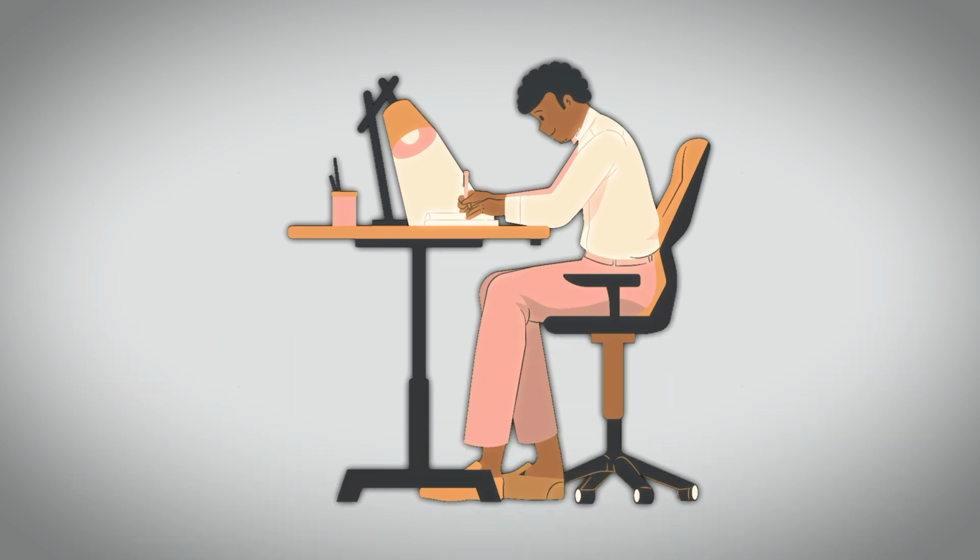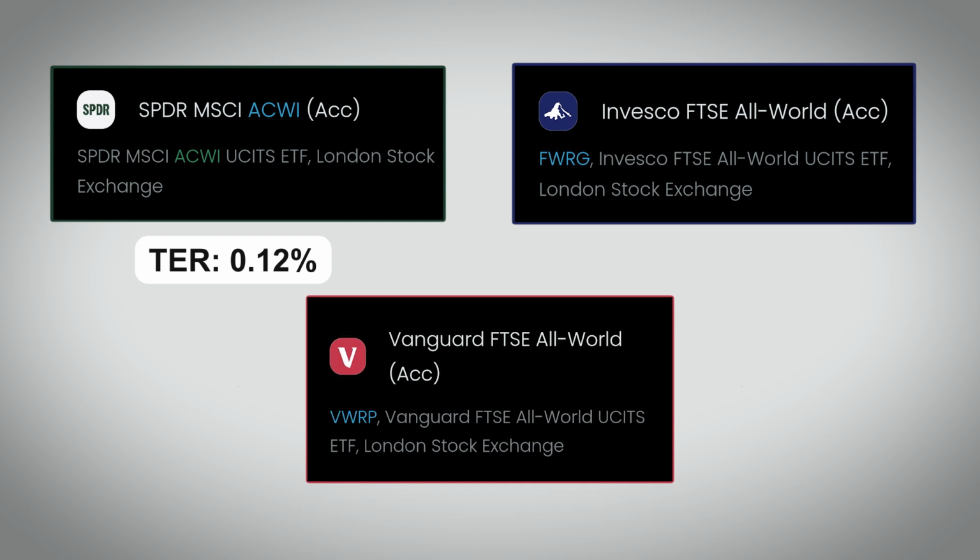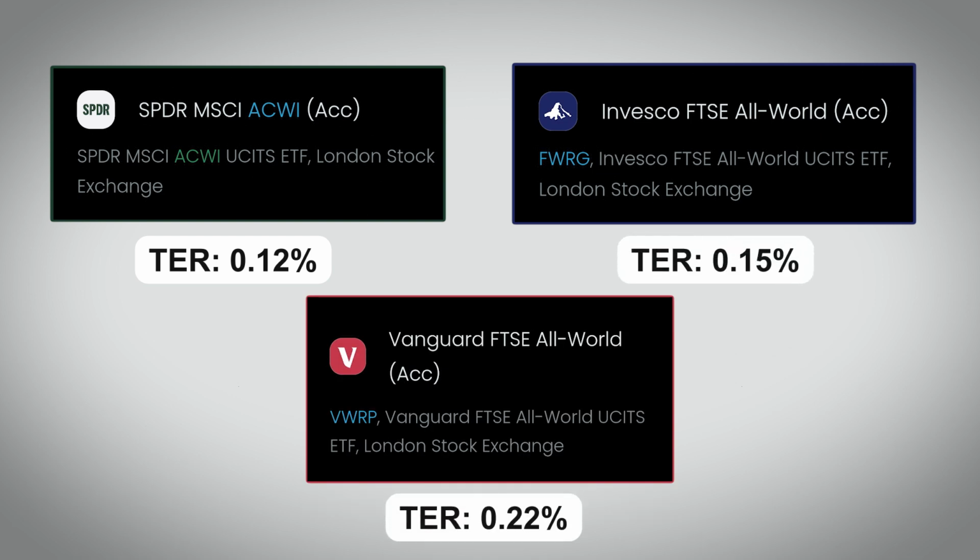At the time of making this video, the cheapest all-world ETF that trades in GBP that I could find is the SPDR MSCI All Country World Index ETF, with the great ticker of ACWY. It has a total expense ratio of 0.12%, which is lower than the more well-known all-world options offered by Invesco and Vanguard. Their global ETFs have expense ratios of 0.15% and 0.22% respectively.